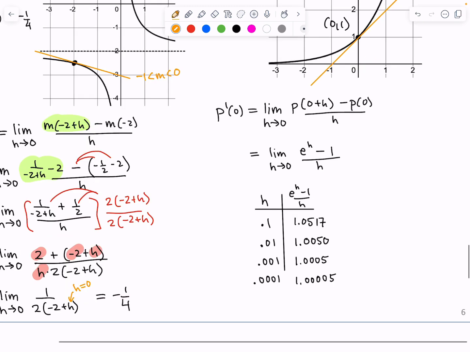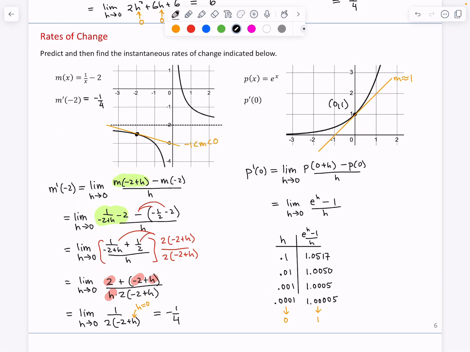1.00005. And this is enough evidence to suggest to me that as h shrinks to 0, that our slope does appear to be approaching 1, as expected from the visual. So at this point, I'm going to conjecture that p prime of 0 is 1. Later in this course, we will confirm this fact. Okay, and this concludes our lesson on rates of change.